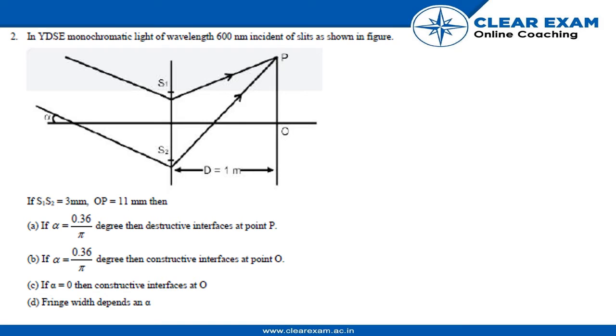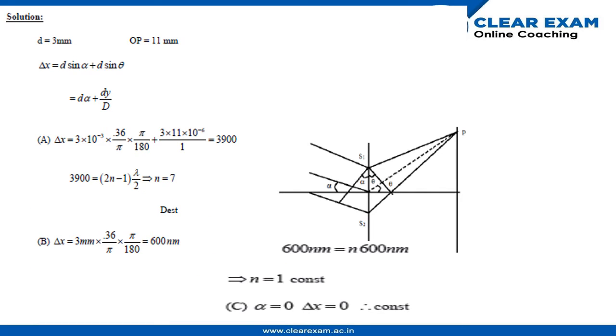Given is in YDSE, monochromatic light of wavelength 600 nanometer is incident on slits as shown in the figure. This is the figure given. If S1S2 equals 3 millimeter, OP equals 11 millimeter, then the... Now answer: d equals 3 millimeter, OP equals 11 millimeters.